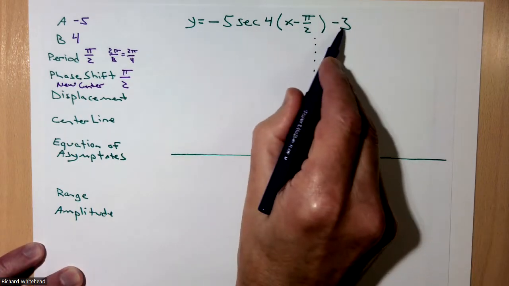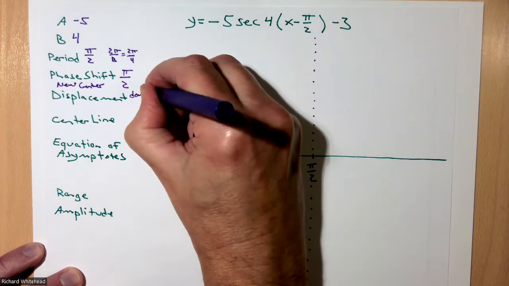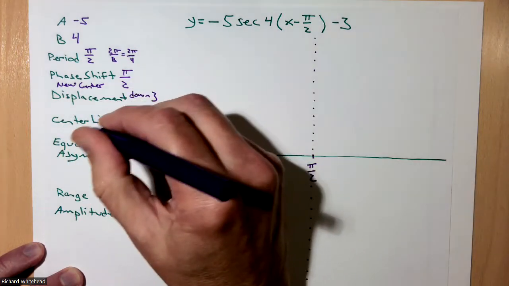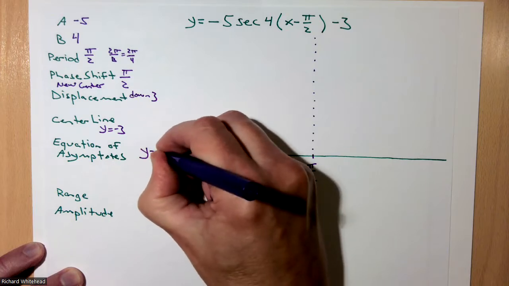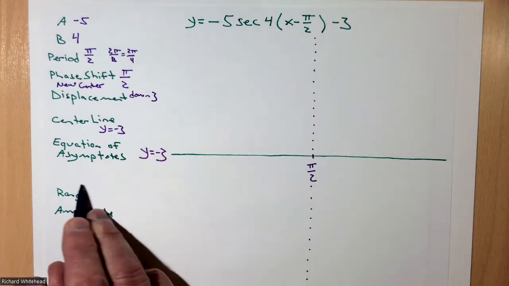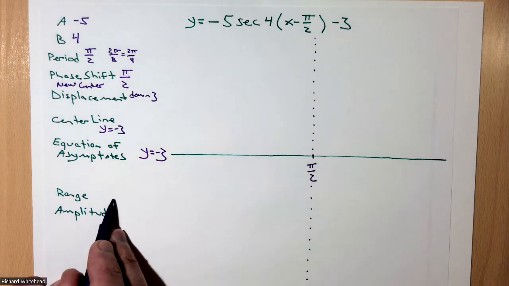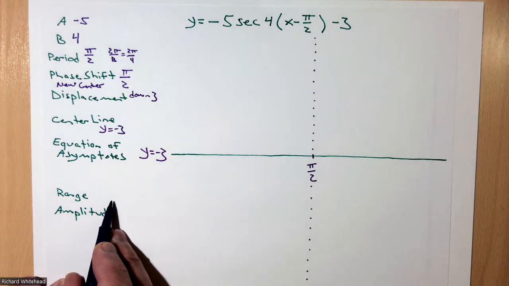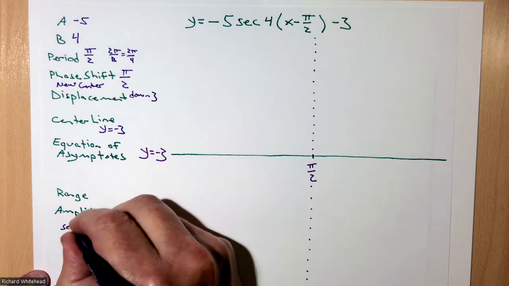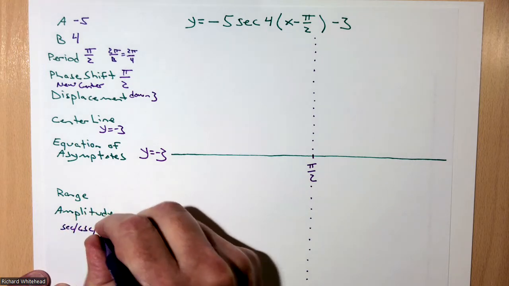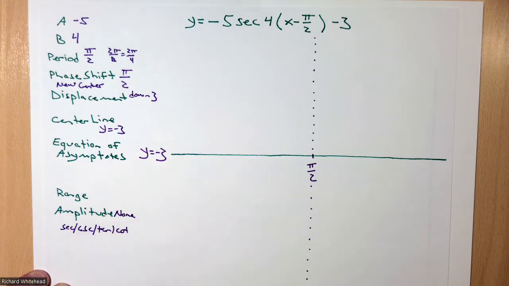The displacement, that -3, you can write -3, you can write down 3, whatever makes you happy. So the center line is going to be y equals -3. So I would just go ahead and write that right there, y equals -3. Okay, we're going to do the equation of the asymptotes. One of the last things with the range we're going to have to find out after we've sketched the graph. Once again, amplitude for secant, cosecant, tan, and cotan, we're probably not even going to ask you the amplitude for that.